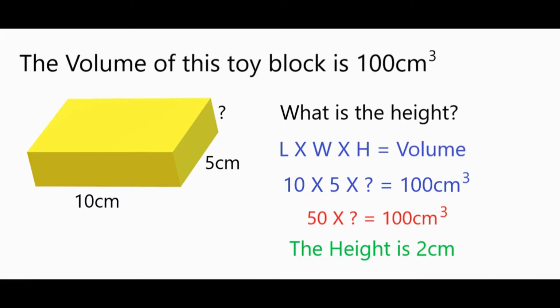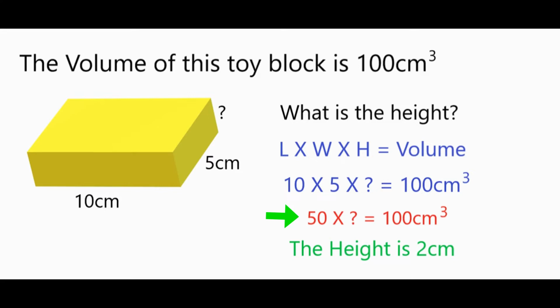Let's take this step by step. We know that this toy block is a rectangular prism. In order to find the volume, we know that the formula is length times width times height. Let's plug in the values that we know. We know our length times our width, which is 10 times 5, multiplied by an unknown height is equal to 100 centimeters cubed. So 10 times 5 is 50, times the height, which we don't know, is 100 centimeters.